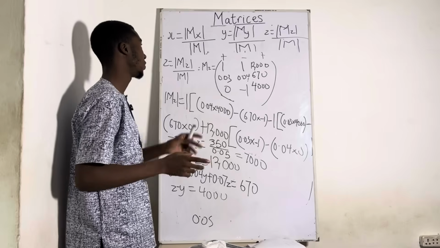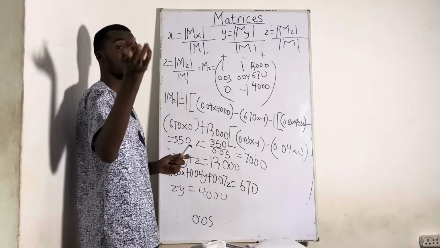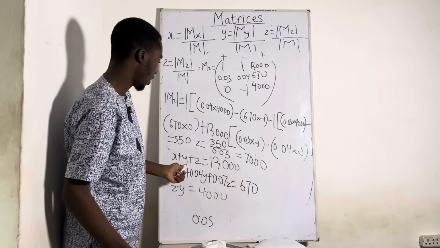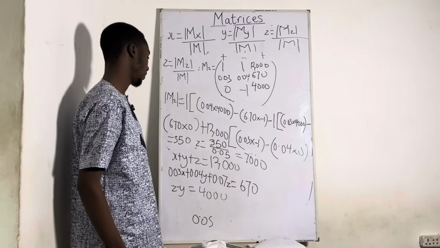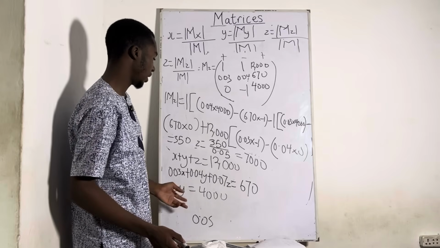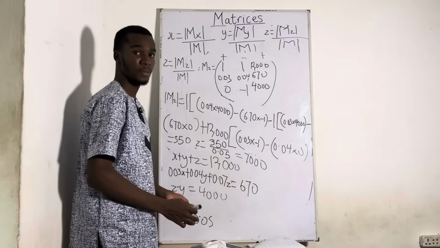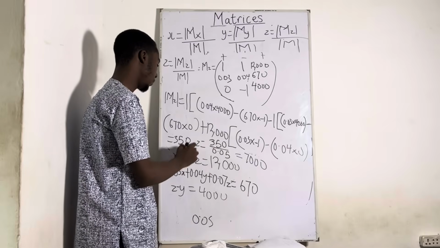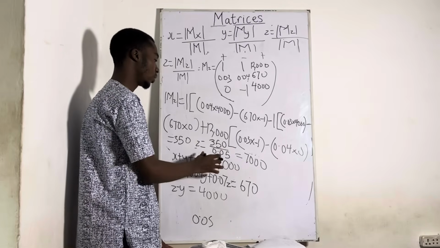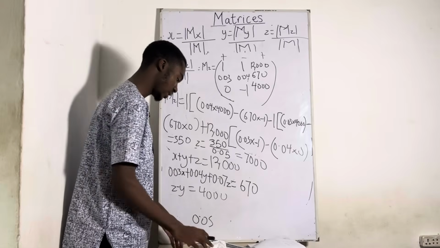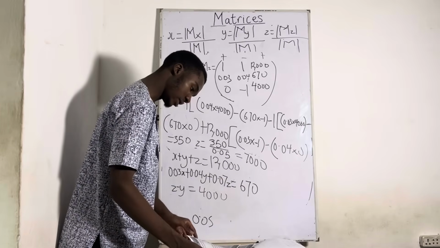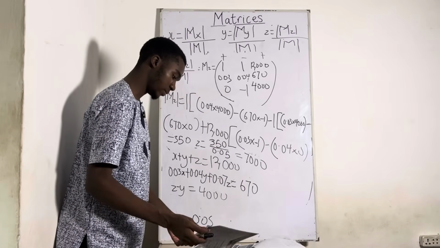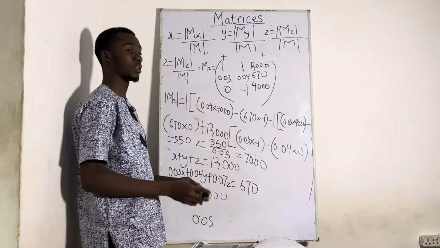When you add all the values for X, Y, and Z, remember our equation 1 was X plus Y plus Z is equal to 12,000. So the value for X, the value for Y, and the value for Z, when you add them, should be equal to 12,000. So that's the last thing in the question: calculate the amount John invested in each type of fund by using matrix algebra. All right, so we are done for this particular question.